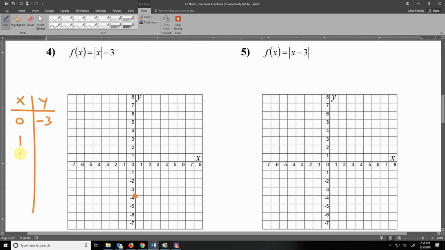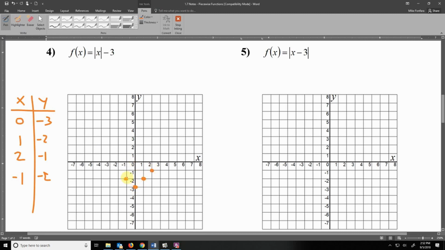If I put in a 1, the absolute value of 1 is 1, minus 3 is negative 2. The absolute value of 2 is 2, minus 3 is negative 1. And I could keep going like this, and it looks like I'm just going to have a line here. But if I go back to negative 1 for an x value, the absolute value of negative 1 is 1, minus 3 is negative 2. Looks like I actually went down a little too far on all of these. So I need to regraph those lines correctly.